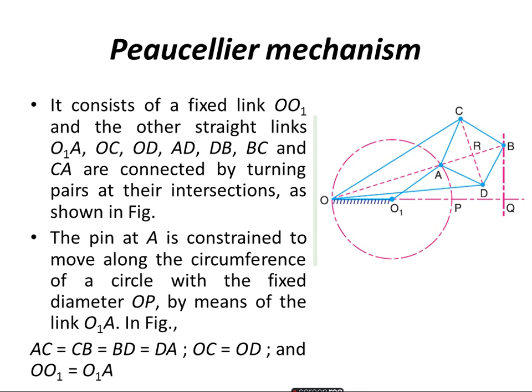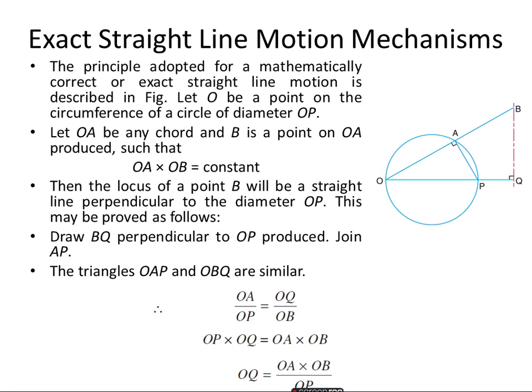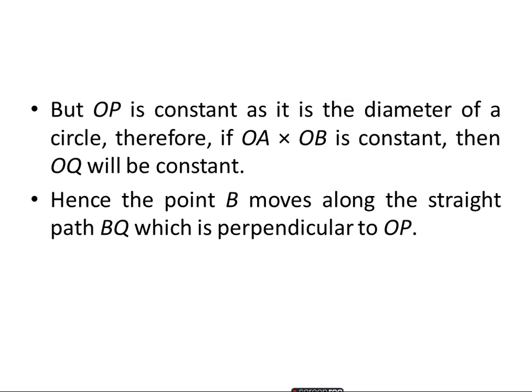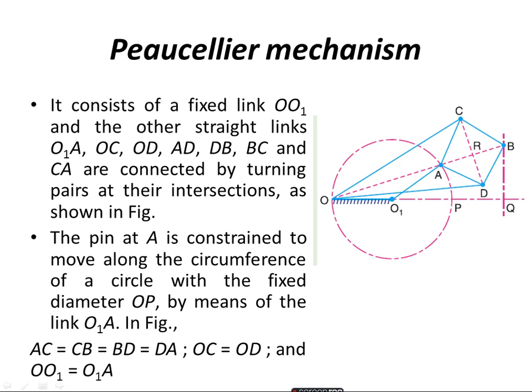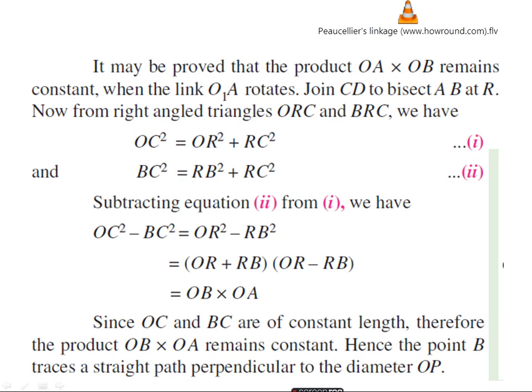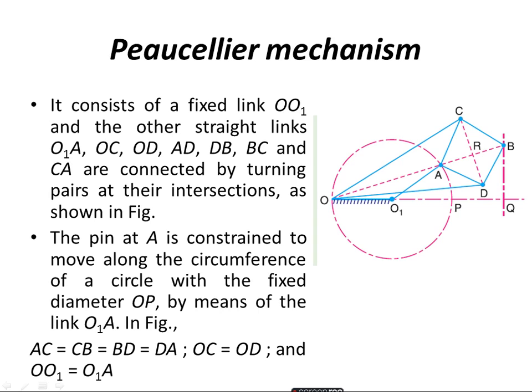Similarly, like we took this example, in the same way to get an exact straight line mechanism, OA and OB should be constant. We'll prove this also. So when the link O1A rotates, that is the radius O1A rotates, join CD to bisect AB at R. Here, this is R, the center.